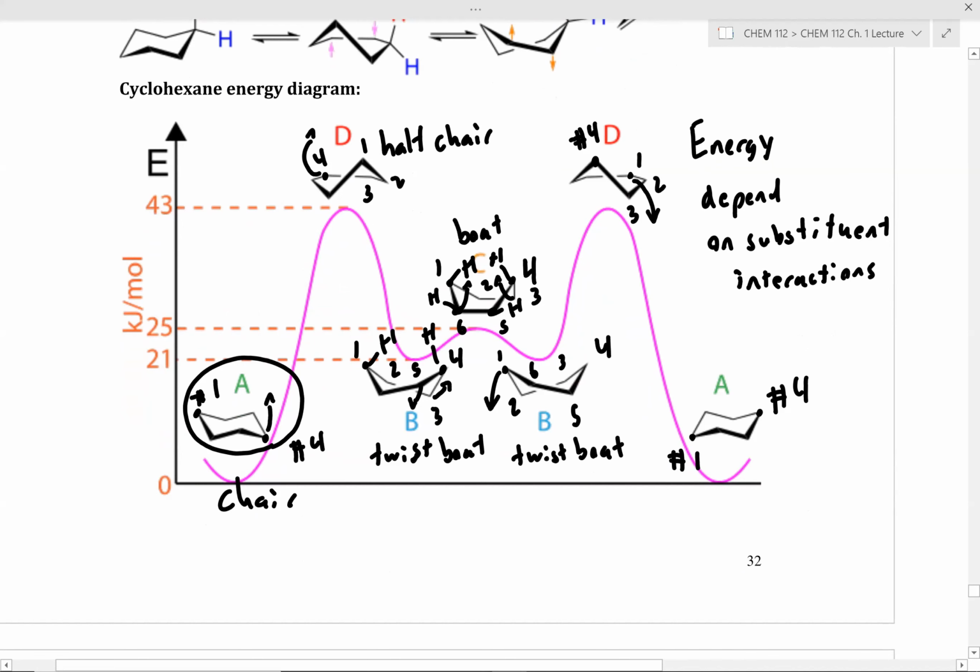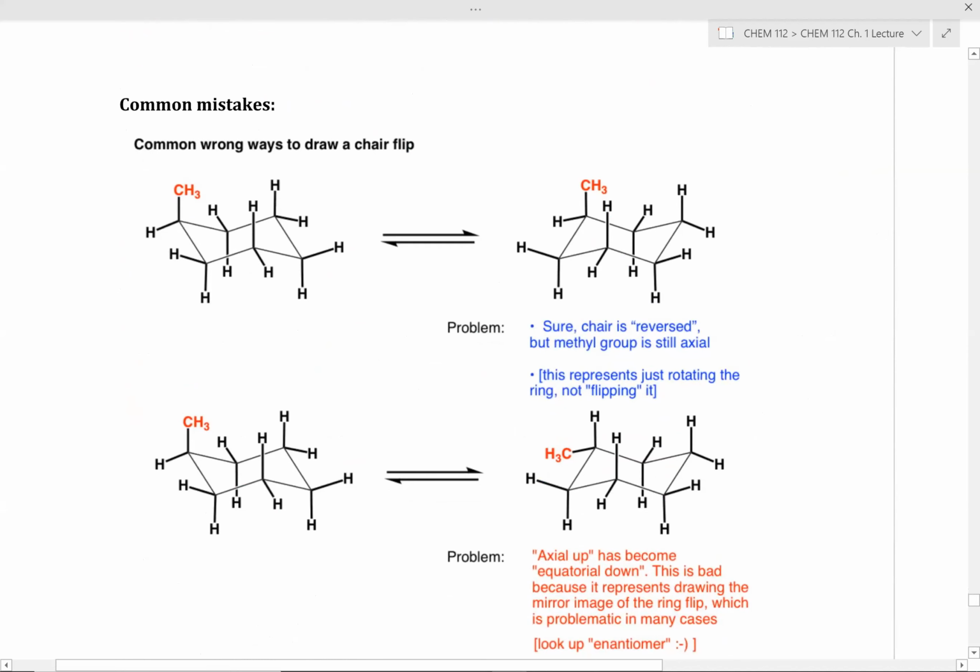And we're going to look at a few examples where, depending on the substituents, the relative energy of each of these intermediate cyclohexane conformations will change. So let's try to do some studies on ring flips, and let's look at some common mistakes that are often encountered when students perform a ring flip.